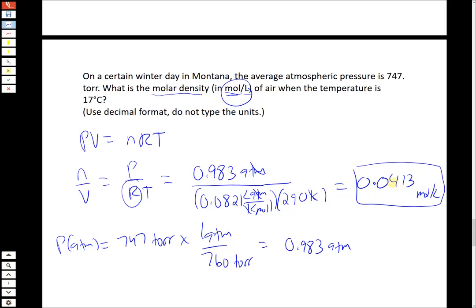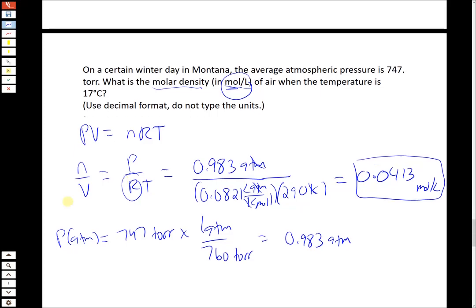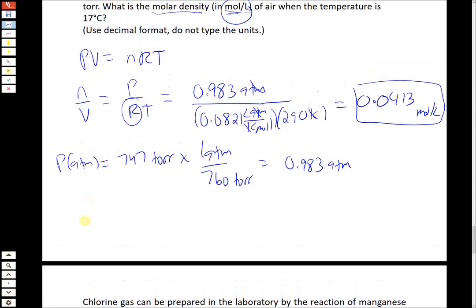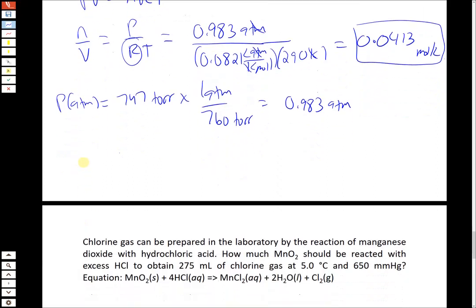So anyway, those two related parameters can be found using just the ideal gas equation, rearranging and solving for what you're looking for, which in this case is moles divided by volume. Alright, so that one was a little bit different concept. We didn't introduce that in class, but I think with unit analysis you can get there.